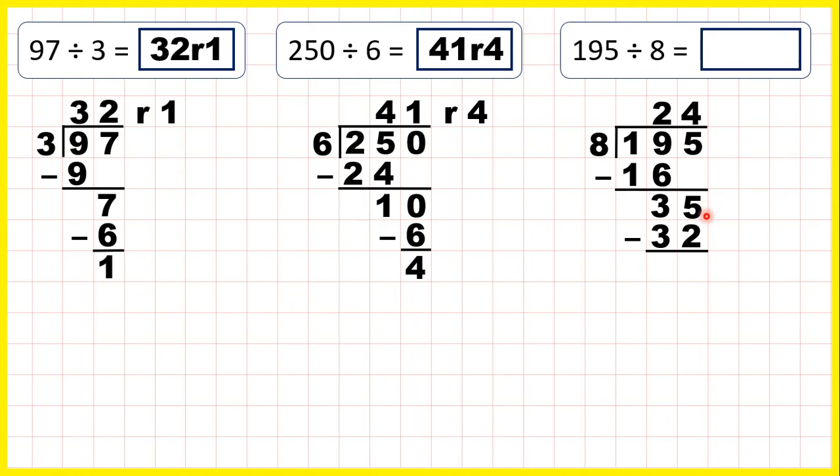But now, when we subtract, 35 minus 32 is 3. We don't have anything else to bring down, so that 3 tells us that we have remainder 3. So our answer is 24 remainder 3.